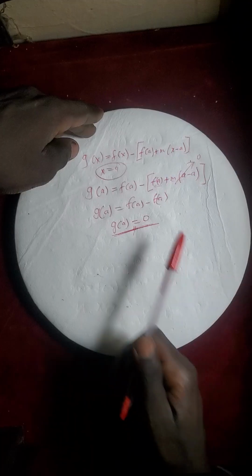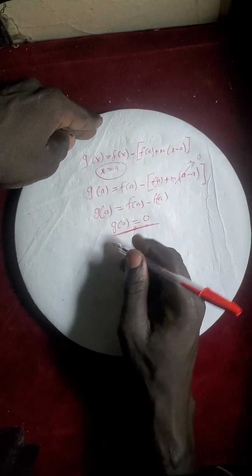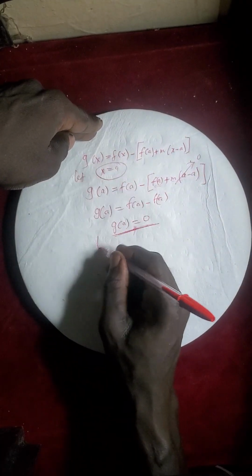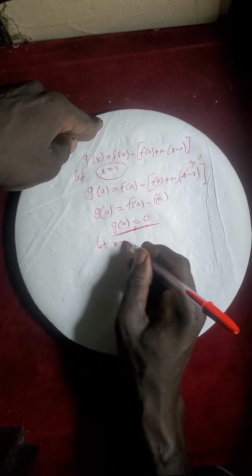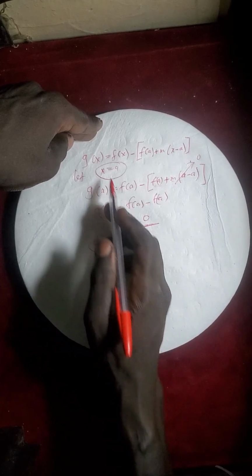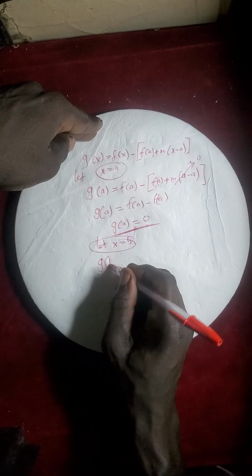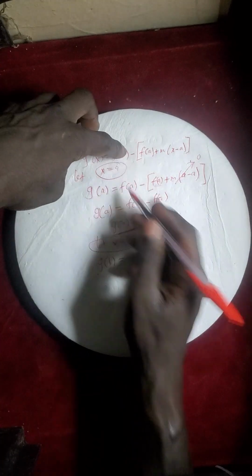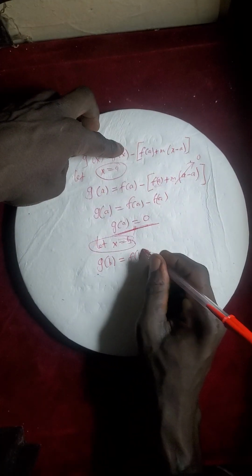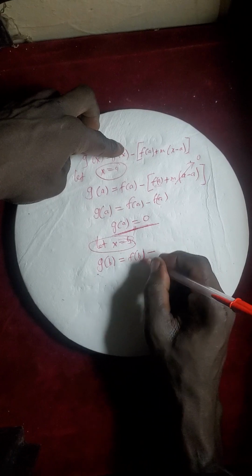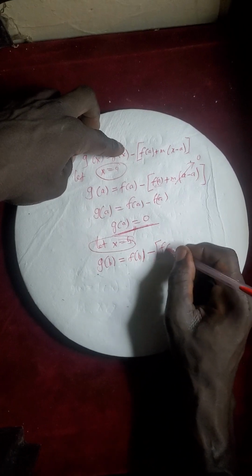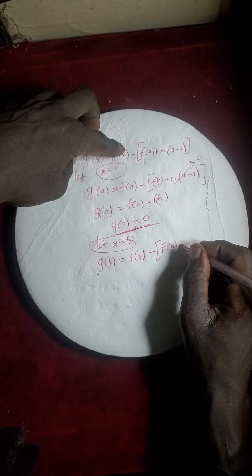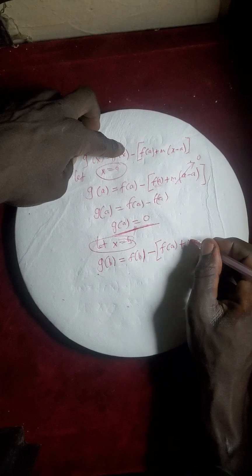We have seen it. So now, using the same function, let x become now b, and then you replace there. So it will be g of b. There again we put f of b minus f of a plus m.